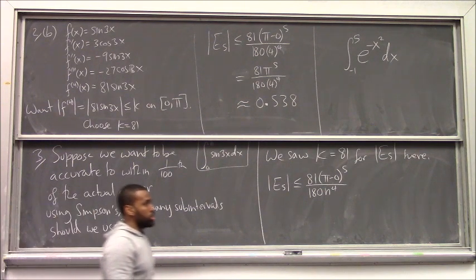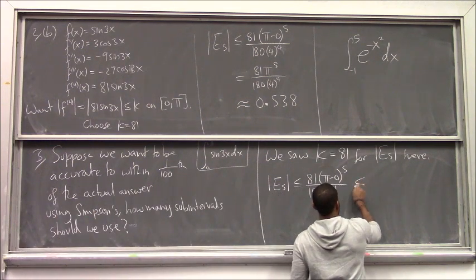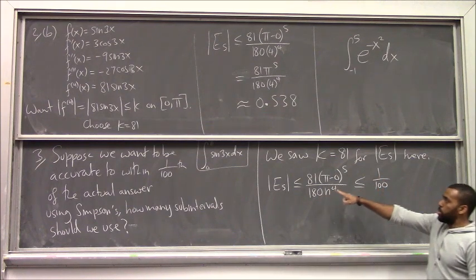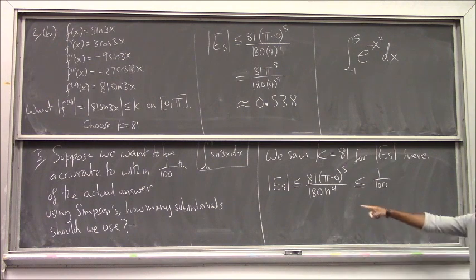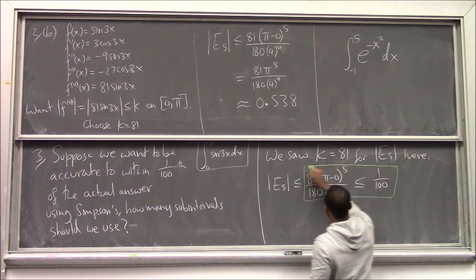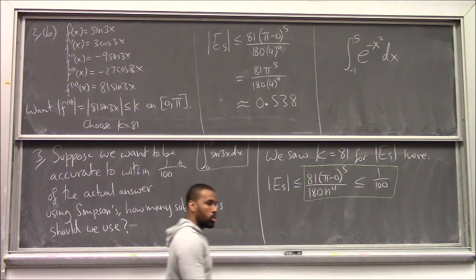Well, the easiest thing to do would be to set this less than that, right? If the error is bounded above by that, just make sure it's bounded above by the error that I want. So you're going to set up this inequality, and you essentially solve for the n that makes that inequality true.